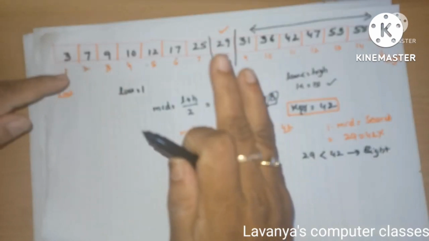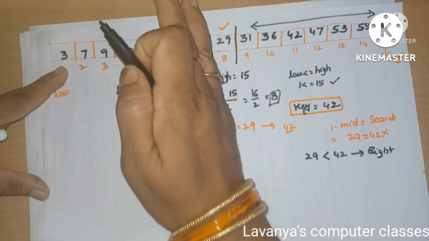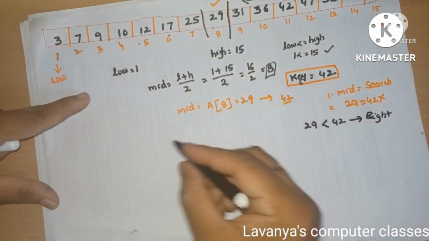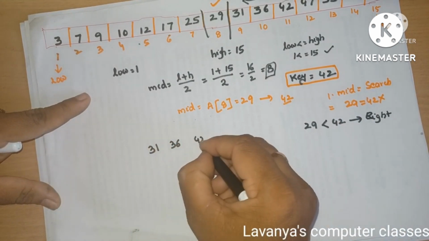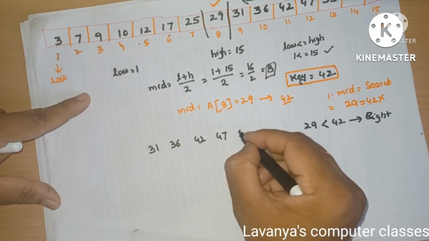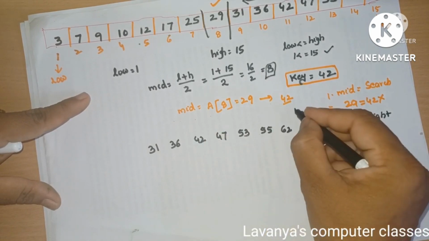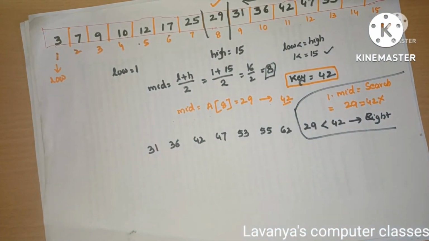That is called divide and conquer, depending upon the middle element. Now it is divided into two parts, left hand side and right hand side. So in the right hand side, what elements are there now? Again 31, 36, 42, 47, 53, 55, then 62. So these are the elements. Now check the algorithm.